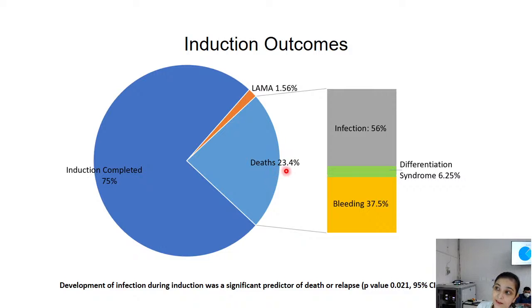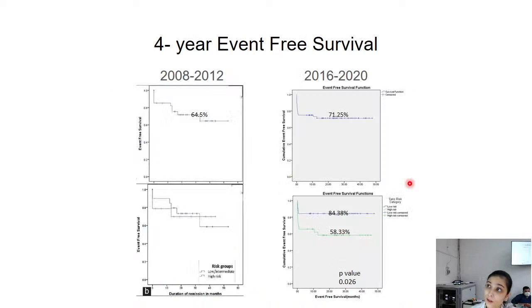Among the 23% deaths, 9 deaths were because of infection, 6 were because of bleeding, and 1 was because of differentiation syndrome. If we compare this to the Western data, they also quote the same reasons as the most common cause for mortality during induction. However, they have a lesser incidence of infections during induction. And in a multivariate analysis in our recent data from 2016 to 2020, we noticed the development of infection during induction was a significant predictor of death.